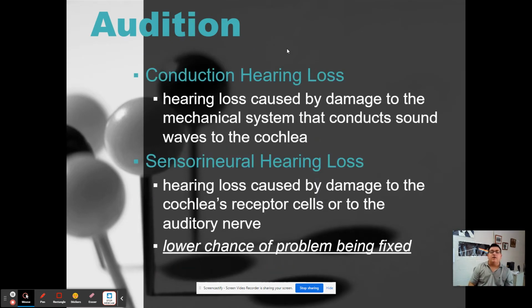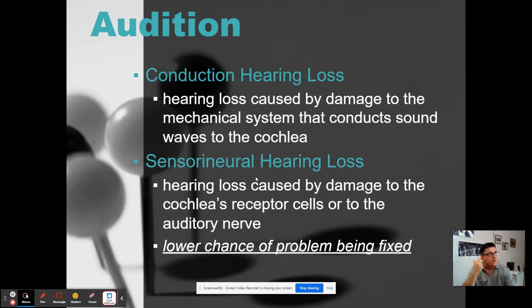Conductive hearing loss versus sensorineural hearing loss. Both are loss of hearing. However, conductive hearing loss is easier to correct than sensorineural hearing loss. Conductive hearing loss is when there's damage to the middle ear or the mechanical system in the middle ear. Sensorineural hearing loss is damaged hearing in the cochlea.